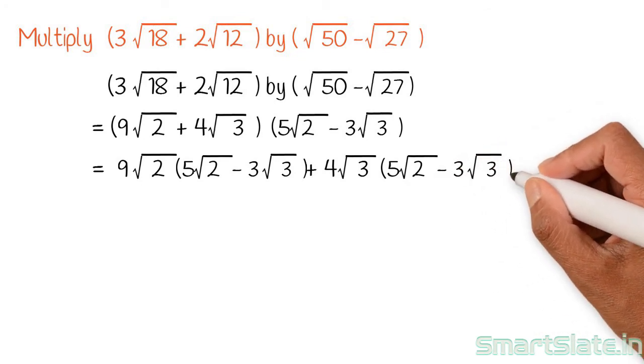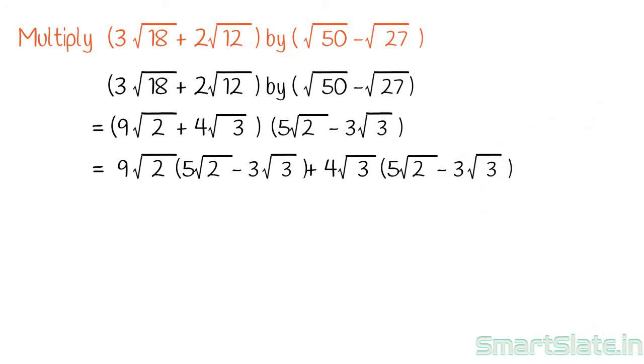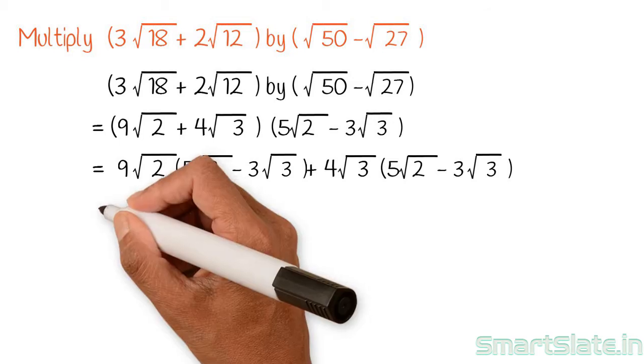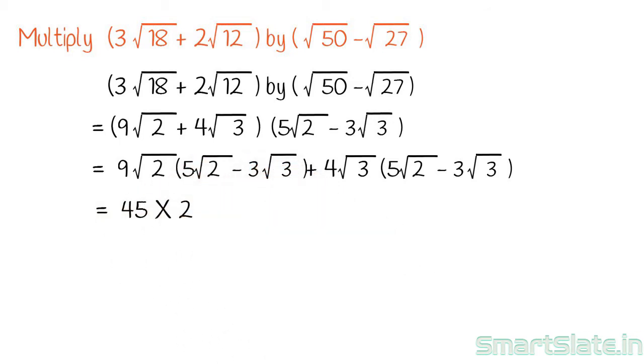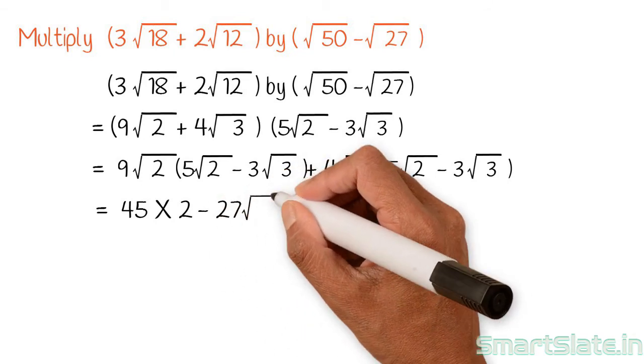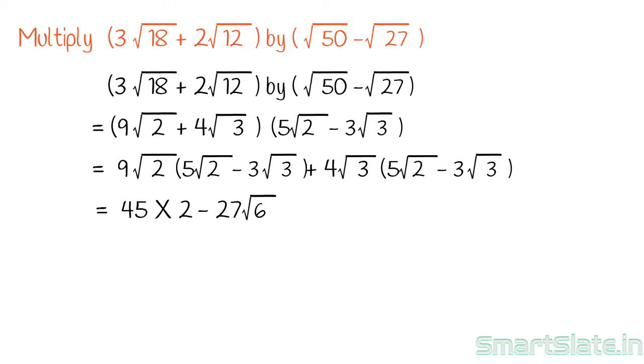Multiplication of 9 into square root of 2 and 5 into square root of 2 is nothing but 45 into 2. Because 9 into 5 is 45, and square root of 2 into square root of 2 is nothing but 2. And multiplication of 9 into square root of 2 and minus 3 into square root of 3 is minus 27 into square root of 6. Because multiplication of coefficients 9 and 3 is 27, and multiplication of square root of 2 and square root of 3 gives square root of 6.